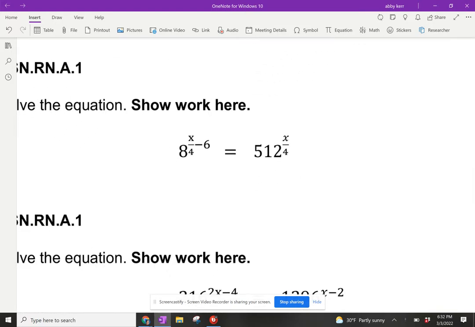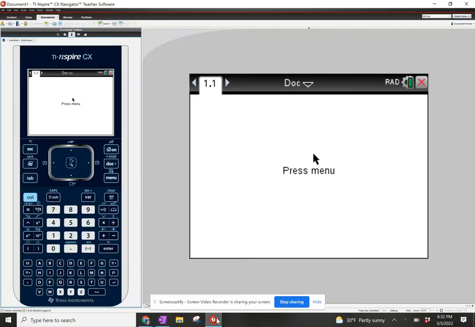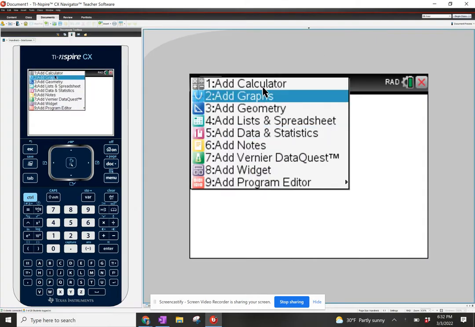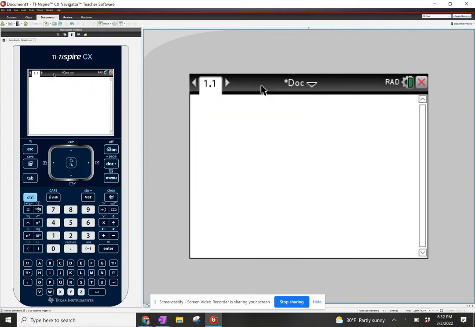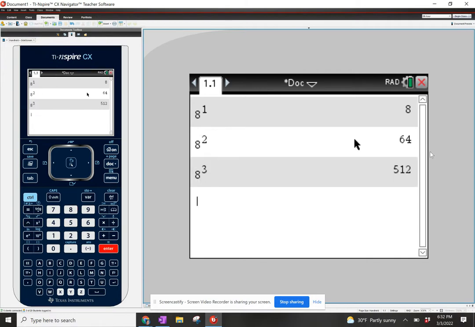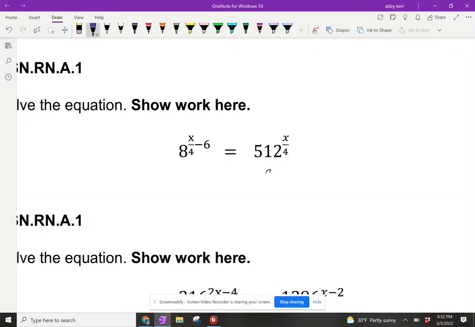So the first thing you need to do for number 1 is get the same base. If you have a smaller number like 8 and a bigger number like 512, see if 8 will work. If you do 8 to the 1, 8 to the 2, 8 to the 3, notice that we're getting bigger, and all of a sudden we got the 512. So we can rewrite 512 as 8 raised to the third power.